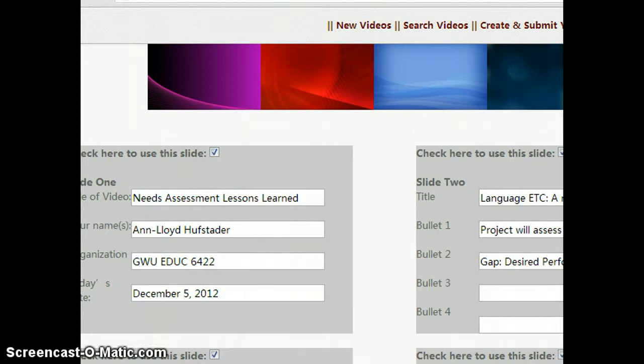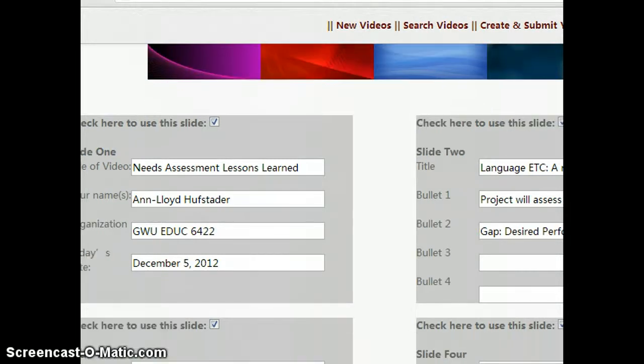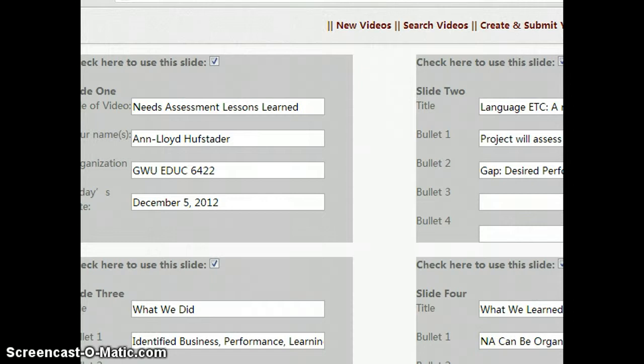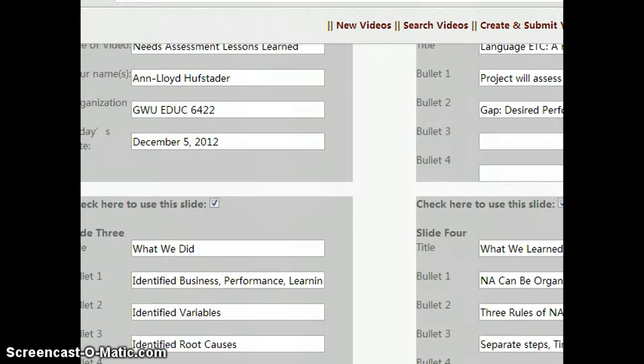This can only happen, however, if the process that's identified in the beginning is followed, and the process needs to separate the steps of the process. In other words, identifying needs should not be confused with identifying solutions. The needs assessor needs to take the stakeholders through each step of the process in identifying needs and then coming up with solutions. The timeline needs to make sense.